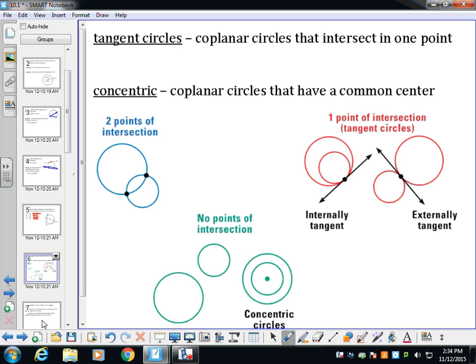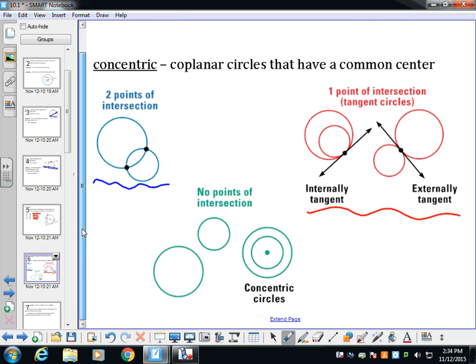Tangent circles are two coplanar circles that intersect in exactly 1 point. Concentric circles are coplanar circles that have the same common center. So this blue one on the left has 2 points of intersection. The red circles on the right both have exactly 1 point of intersection, so they are known as tangent circles. And the green ones in the middle have no points of intersection, but then I also have concentric circles in the middle.